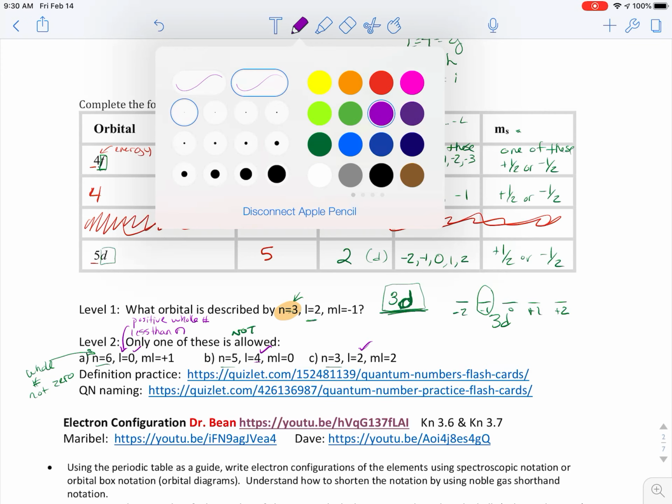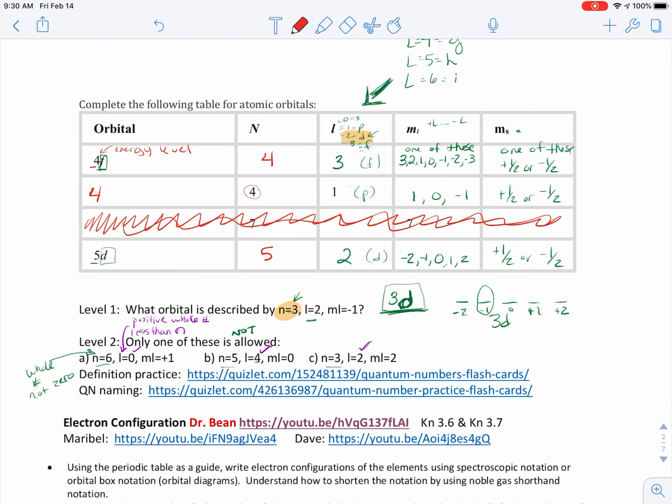All good. Then what you want to do is check that right here, M sub L goes from positive L values all the way to negative L values. It can include 0. This is where we have the problem, because if our L is 0, the only possibility for M sub L is 0. It cannot be 1. So this is our one that has the issue.